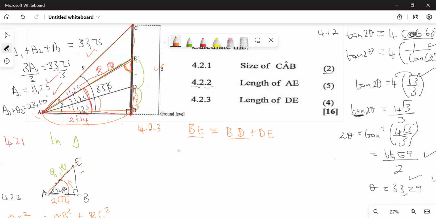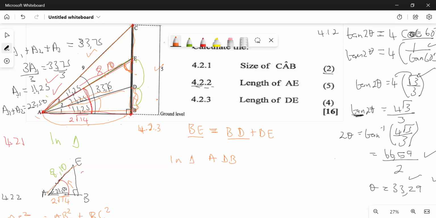Then angle A1 is opposite to the side BD. So we work in triangle ADB. Then we use sine of 11,25. Okay, we can't use sine, because we don't know the hypotenuse. Sine wants us to have an opposite and a hypotenuse.